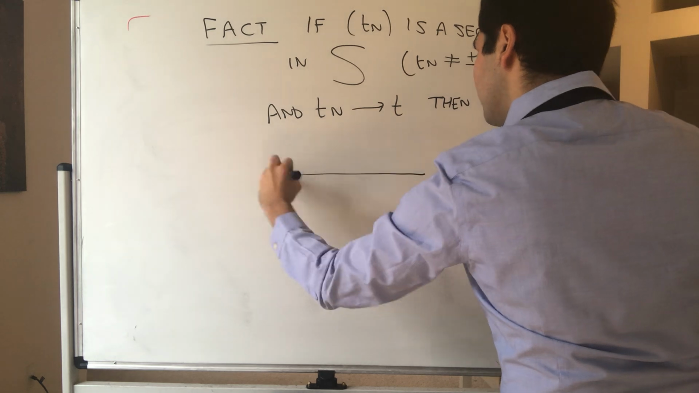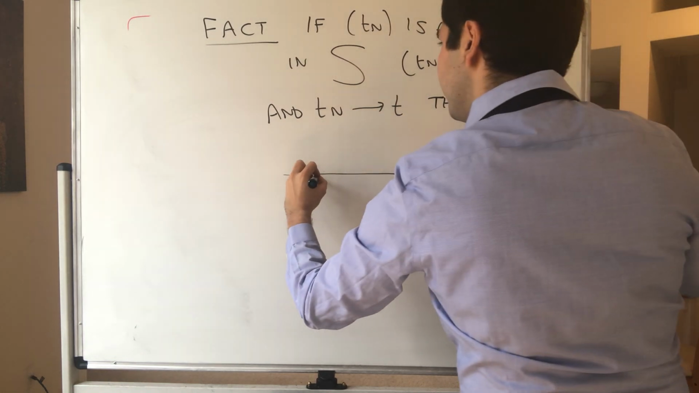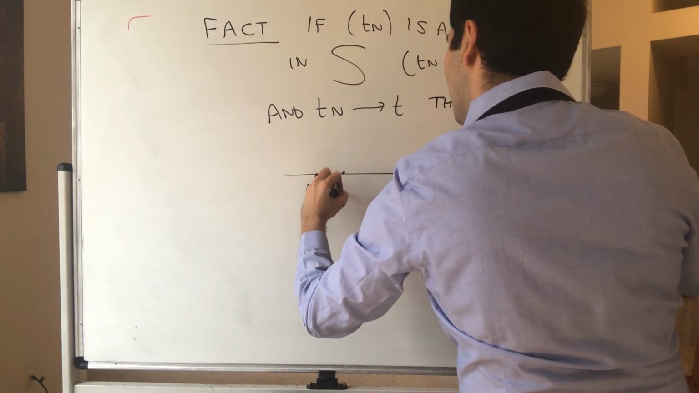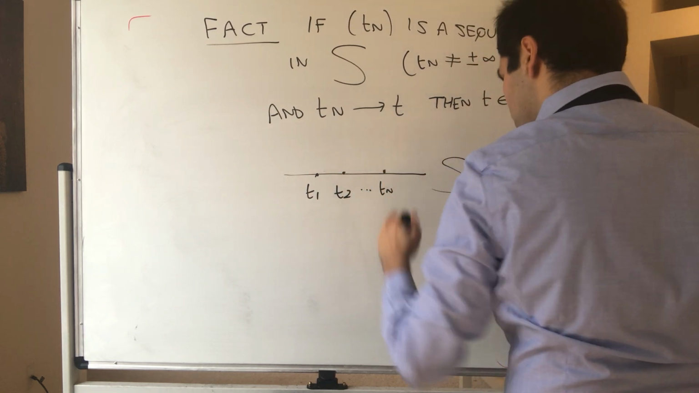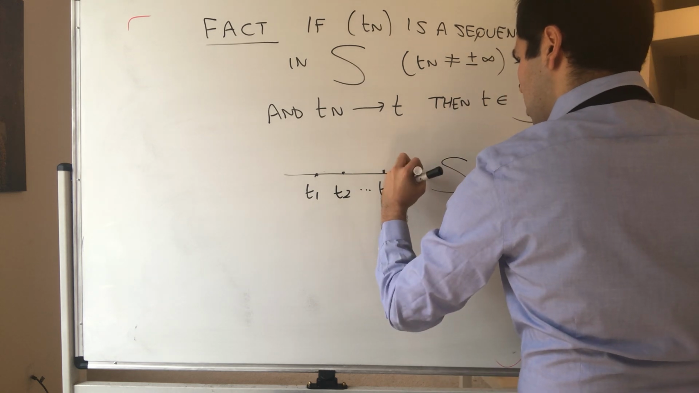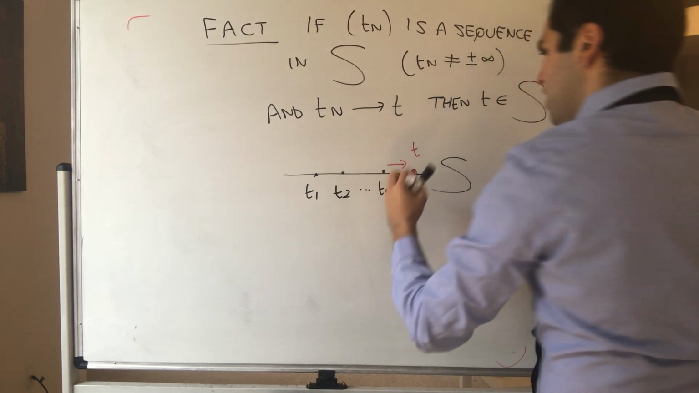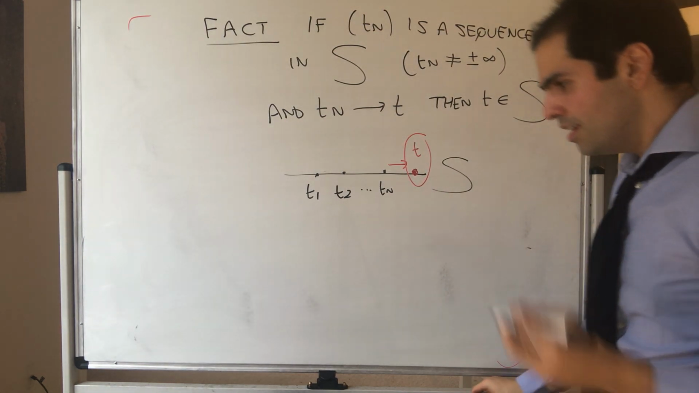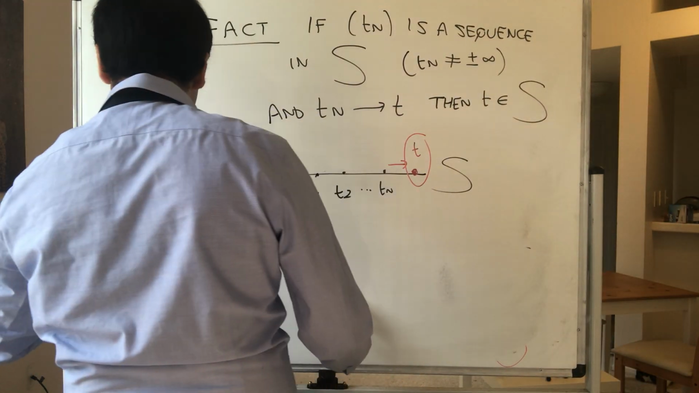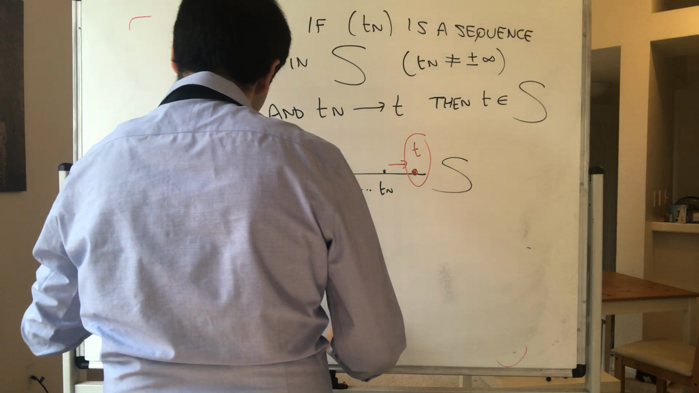Namely, if you consider this set S, and you have a sequence Tn, so T1, T2, up to Tn, that converges to T, then it turns out that limit is also in your set. Okay, and let's prove this. So the proof is really neat.